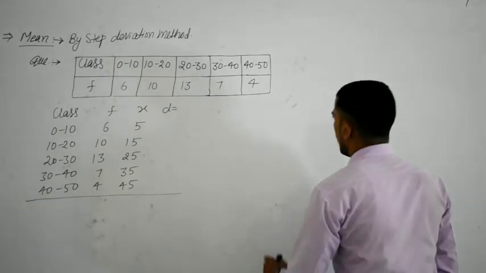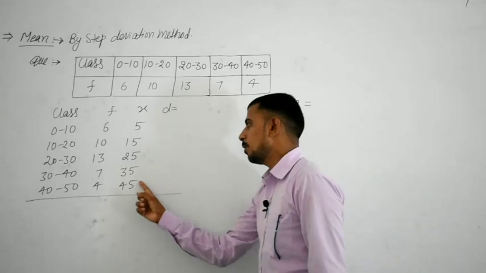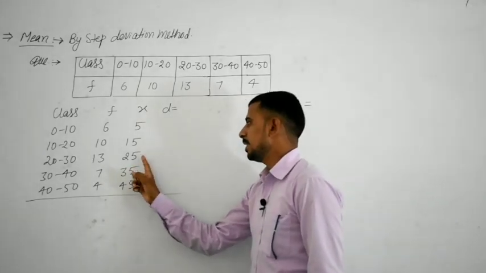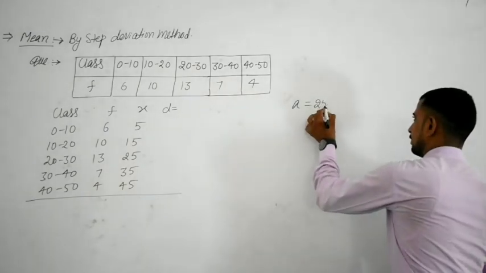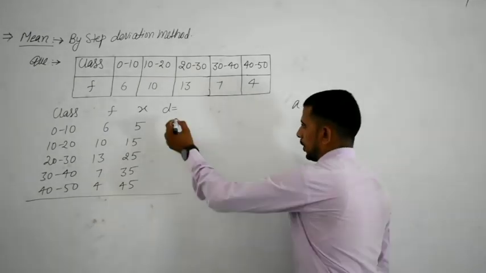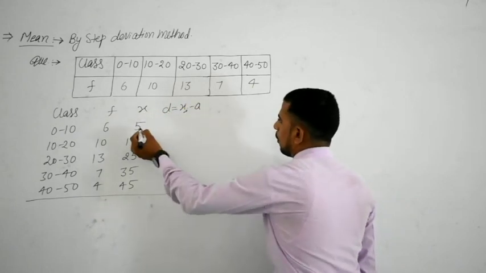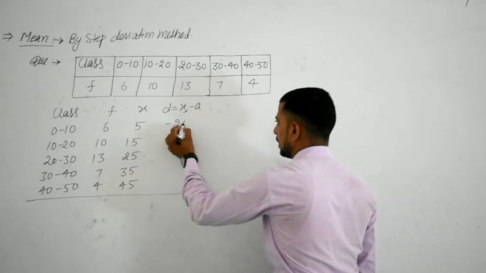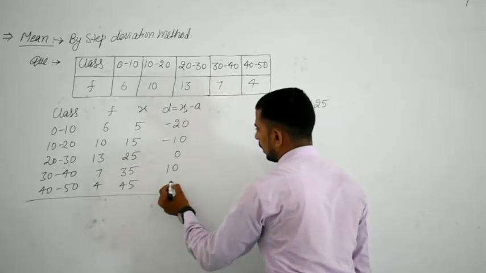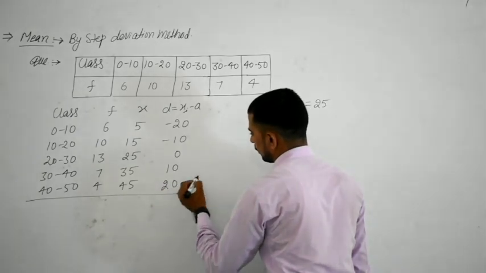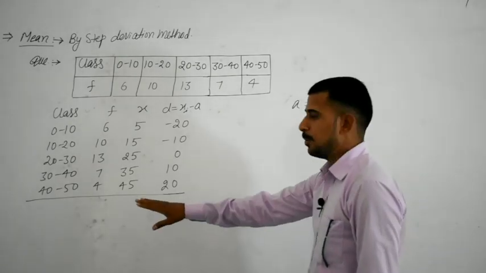Then first assume a mean. It means the value of a is taken from the values of x. Assumed mean is the middle value, 25. Now D is equal to xi minus a. 5 minus 25 is minus 20, minus 10, 0, 10, 20. You also studied this in the assumed mean method.